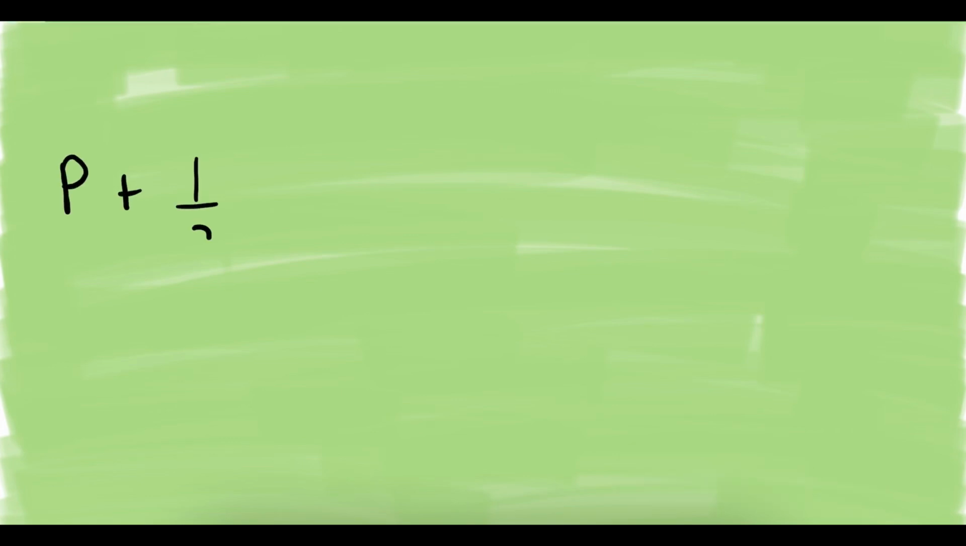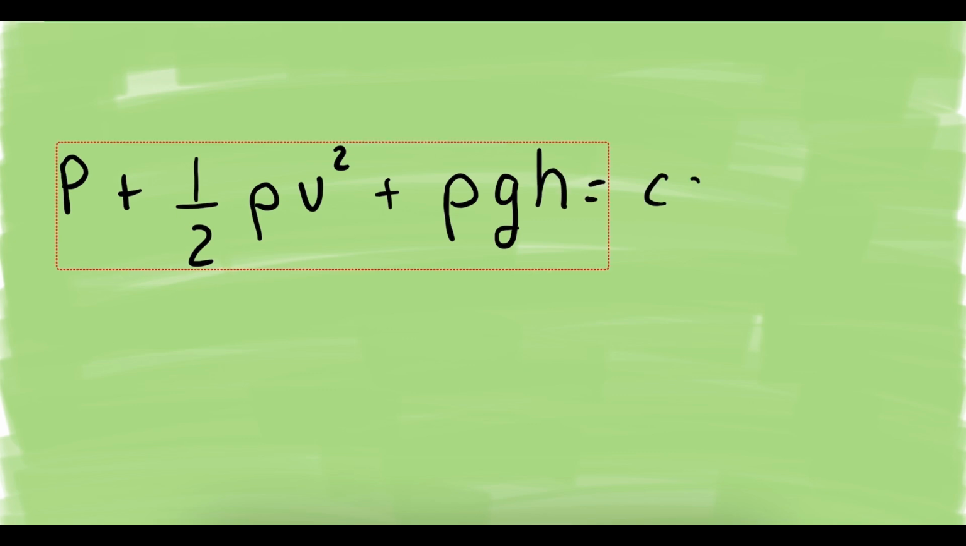Continuity is just a derivation of the Bernoulli principle, which explains how an increase in the speed of a fluid results in decrease in its pressure. Mathematically, the Bernoulli equation is expressed as pressure 1 plus a half times density times velocity 1 squared plus density times gravity times height equals constant, or in other words, the sum of the static pressure, dynamic pressure, and gauge pressure must remain the same throughout the pipe.